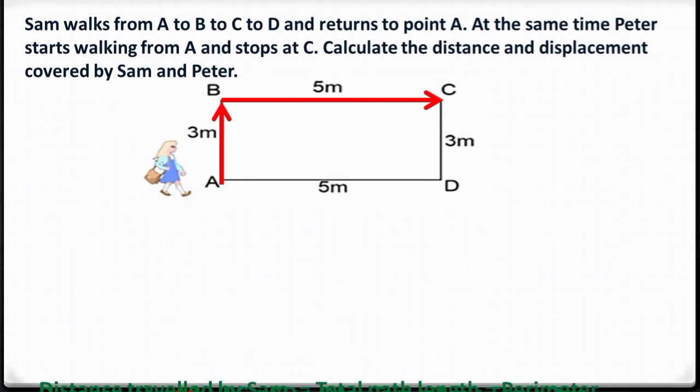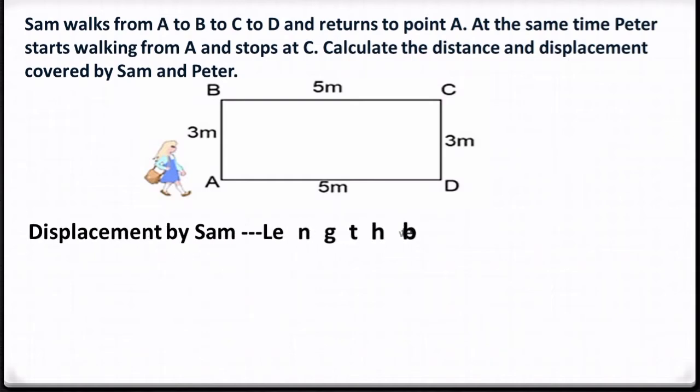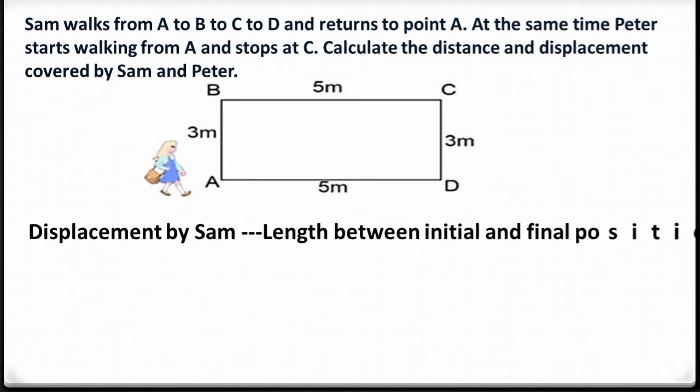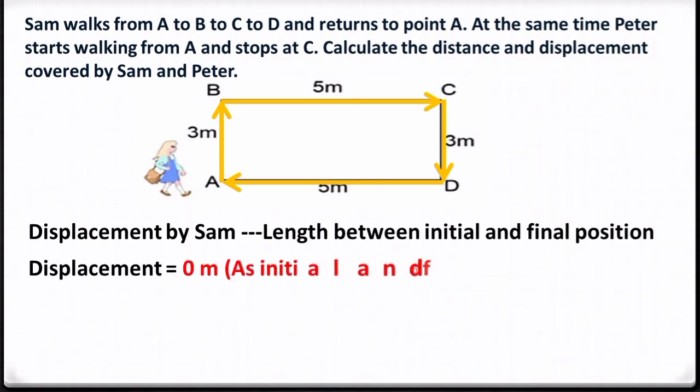Now, let's calculate the displacement covered by Sam and Peter. Recall, displacement is the length between the initial and the final position of a moving object. Here, Sam, after starting from point A, reached back to point A itself. That means his initial and final position is point A, hence his displacement will be 0.